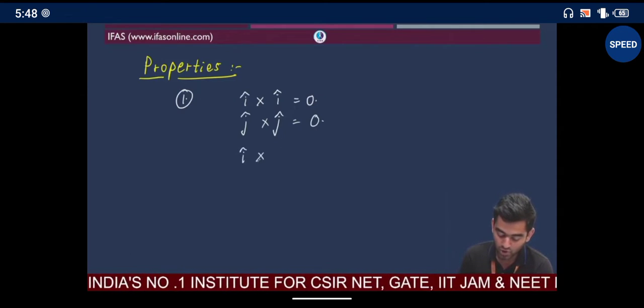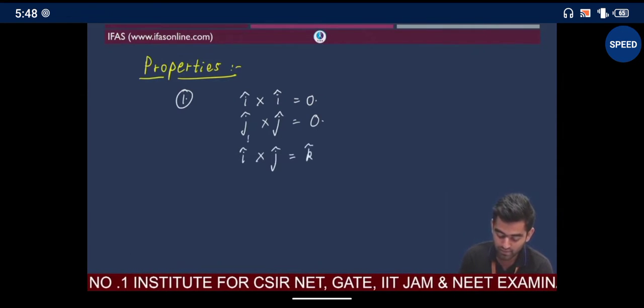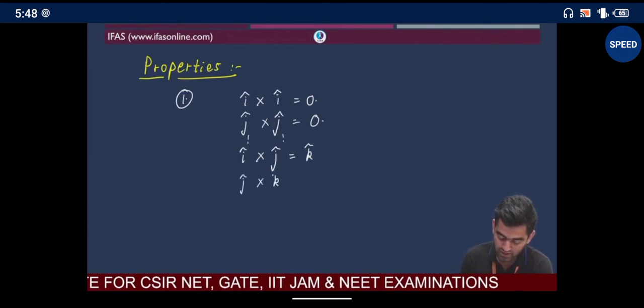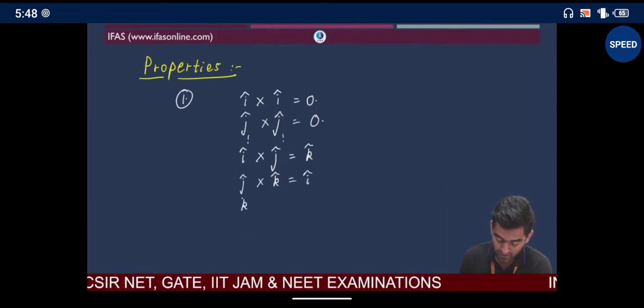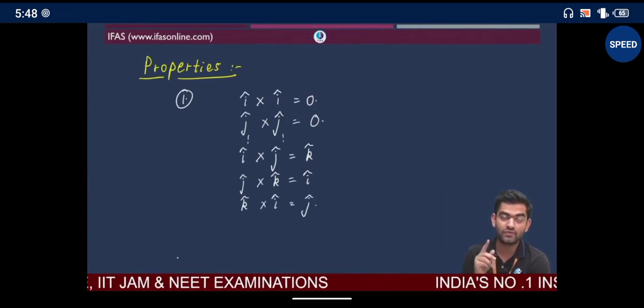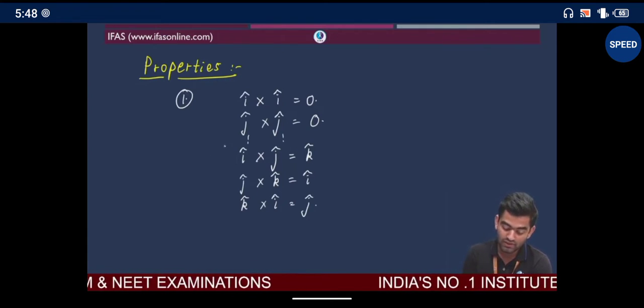Now i cap cross with j cap is equal to k cap. Or I can also say j cap cross with k cap is basically i cap, and k cap cross with i cap is equal to j cap. Here we are multiplying two perpendicular vectors and it results in another vector which is perpendicular to both of them. That's how these three are related.